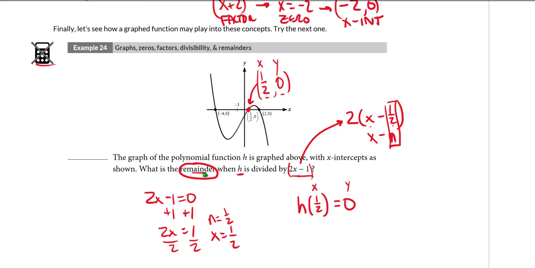But when 1/2 goes into the h function, then 0 comes out. And what that means is, once again, because we plugged in the n value here and got out a 0, remember that 0 is the value of the remainder, which means our answer here is 0.